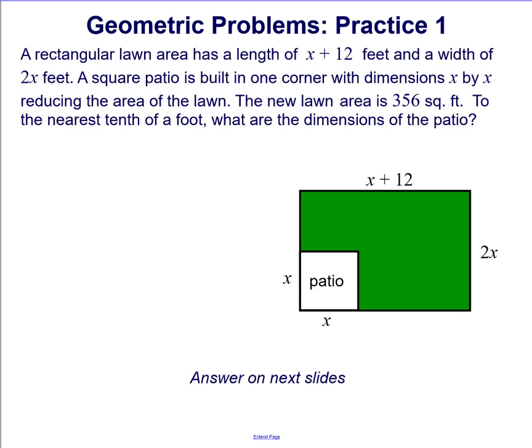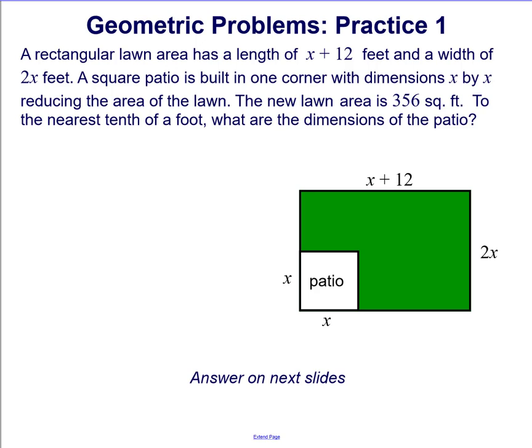Let's talk about the diagram for a second. So this green area represents the lawn. We have the dimensions x plus 12 and 2x. And this represents the square patio that is cut out with the dimensions x by x.